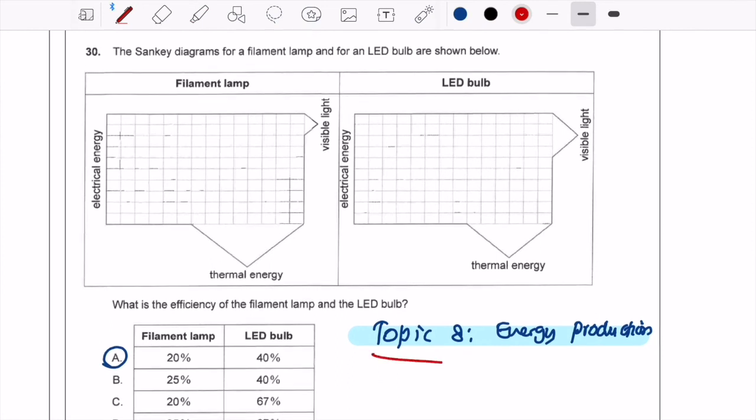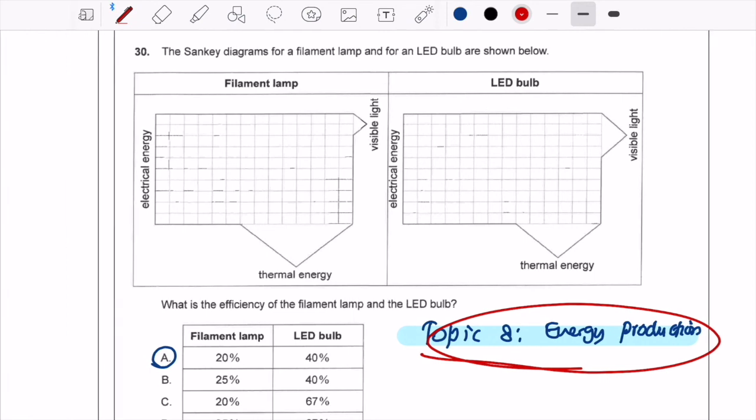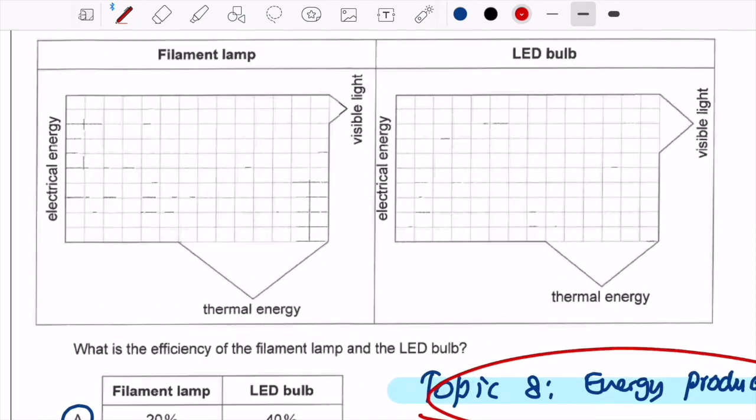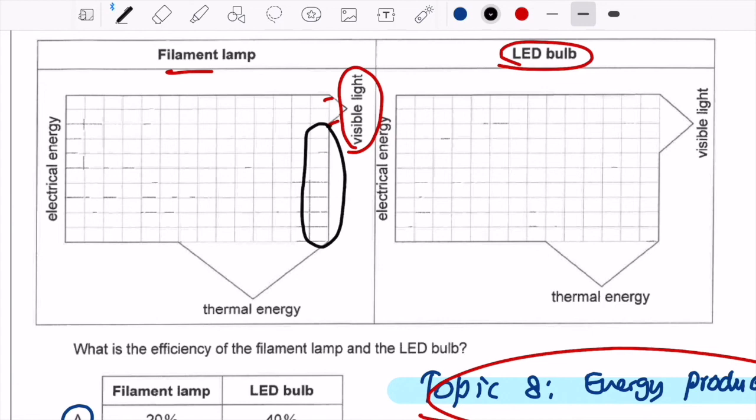Question 30. This is about topic 8, energy production. We know these diagrams, right? We have seen these. Now, filament lamp or LED bulb, we normally use bulbs or lamps to produce light, right? So useful energy here is only this portion. This part is actually wasted energy, wasted in a way that it converted into something that we don't need in this application.